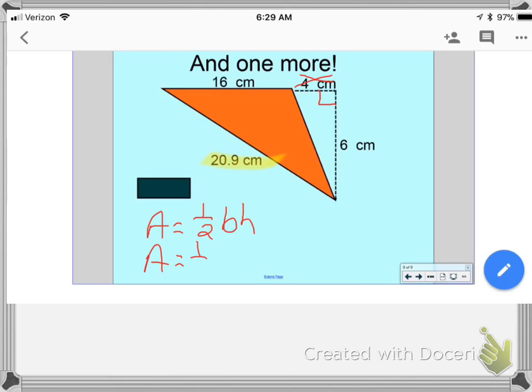So now I'm going to substitute in my base is 16 and my height is 6. To me, it's easier to find half of 16 on this one, which is 8, and then 8 times 6 is 48. So we end up with 48 square centimeters.